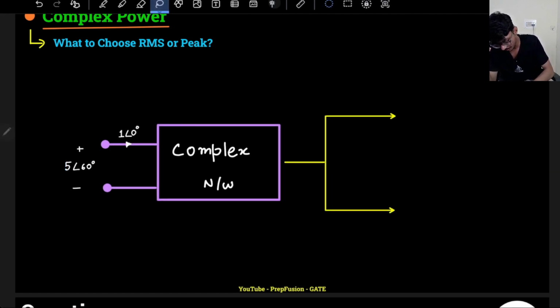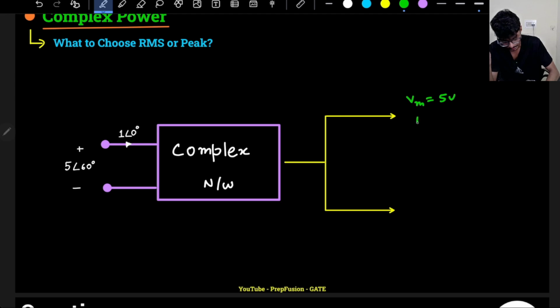If you assume these to be peak, then you write that my Vm is 5 volts and my Im is 1 ampere. These are peak values, so what is my power? Not peak power, sorry, the average power. It is Vm Im by 2 cos phi.